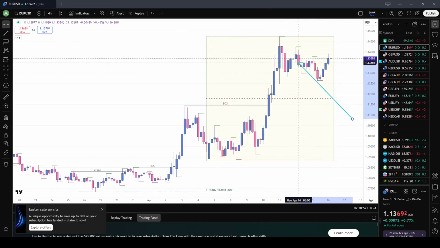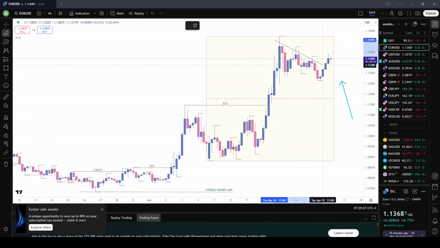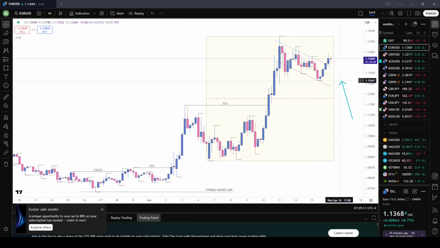Of course, we saw the pullback. This was consolidating price action, and it started to retrace back. Now, it looks like it swept the lows of this consolidating range. Now it's pushing up to higher prices. You could consider that a bull flag that price action is breaking out of.